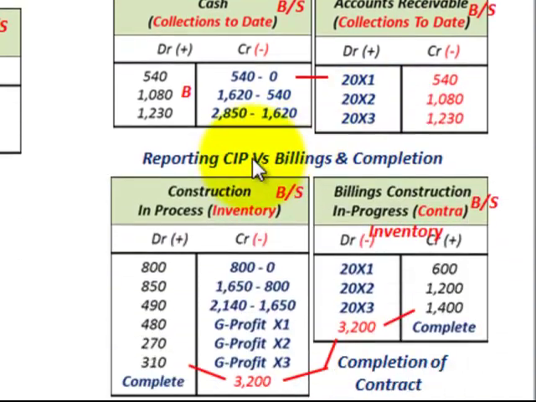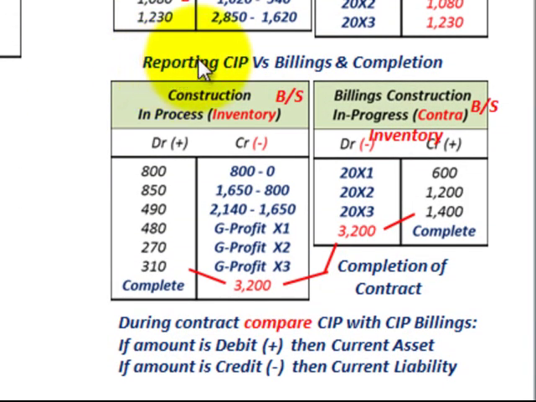All right, so next thing we have to deal with, let's go down here and look at it. We're going to be reporting our construction in process versus the billing and the completion. This is the case where really we should have shown these two accounts side by side. We have our construction in process, our inventory account, and that's tied into the billings in process, a contra.